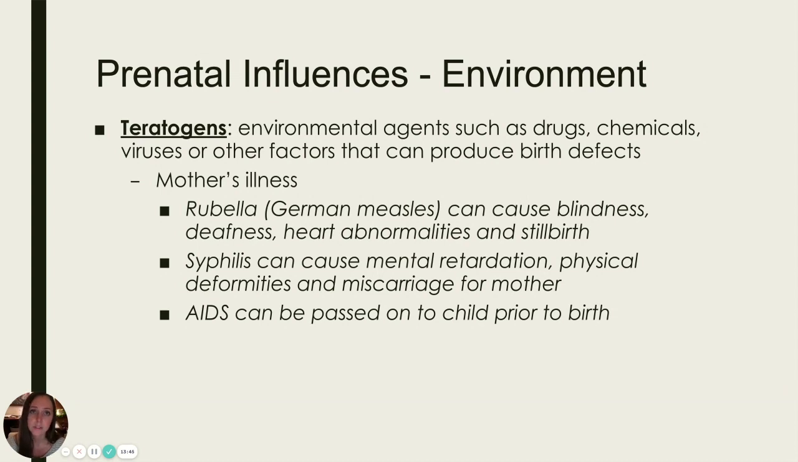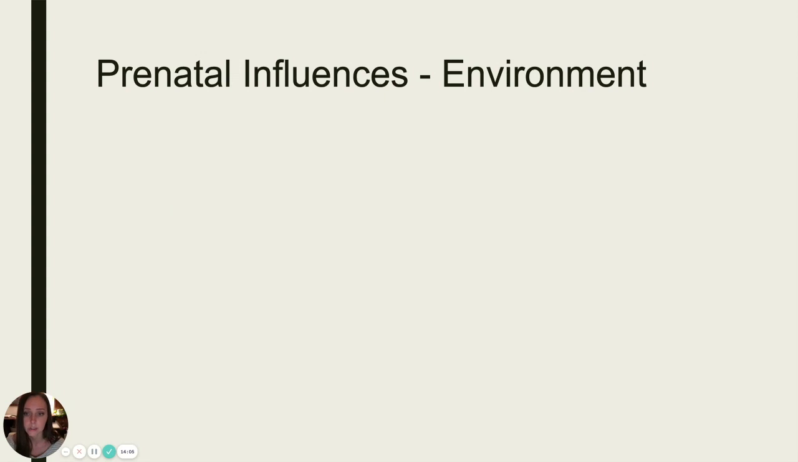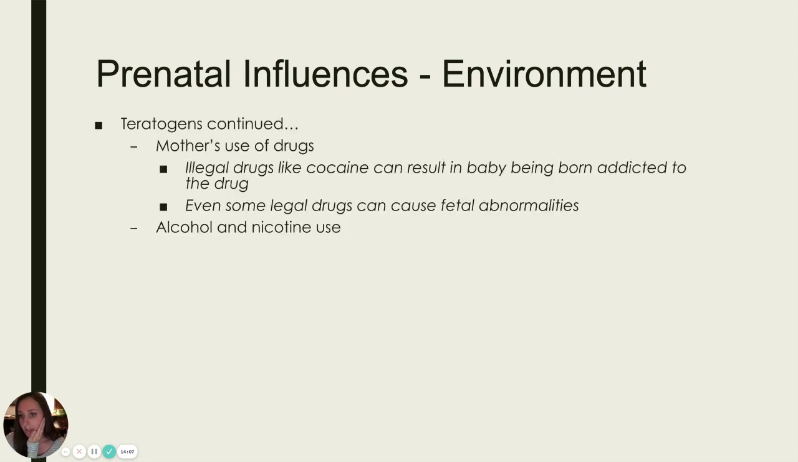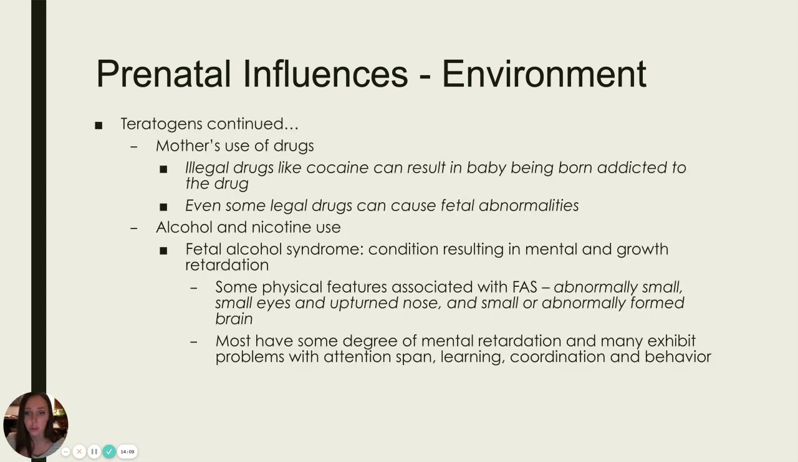So we could have some sort of illness with the mother, like rubella, that can cause blindness, deafness, heart abnormalities, and stillbirth. Syphilis can cause mental retardation, physical deformities, and a miscarriage for the mother. AIDS can be passed on to the child prior to birth. So these are just 3 examples of illnesses. Obviously, it gets into drugs, right?